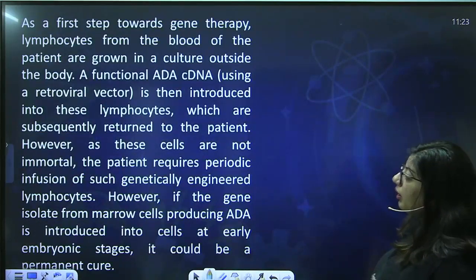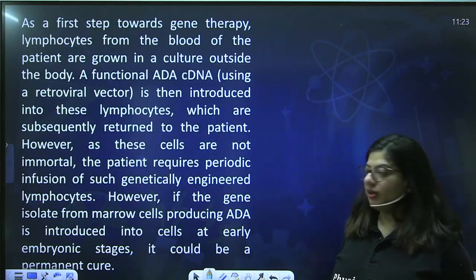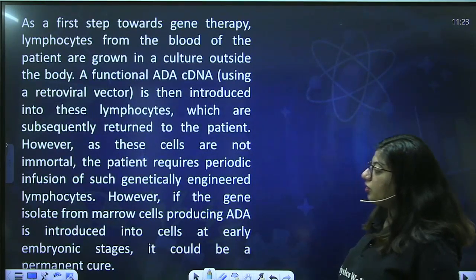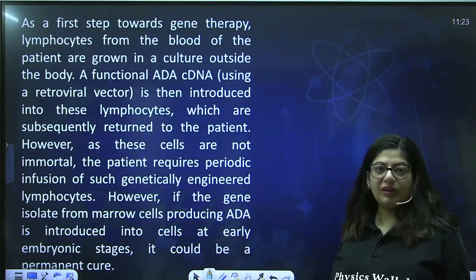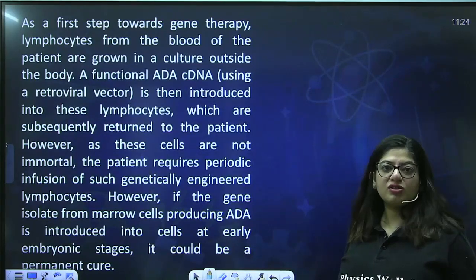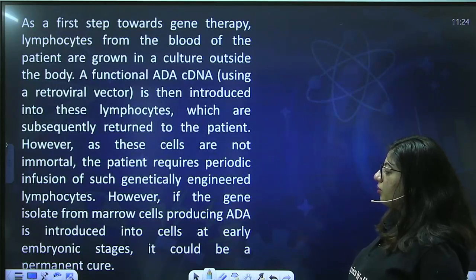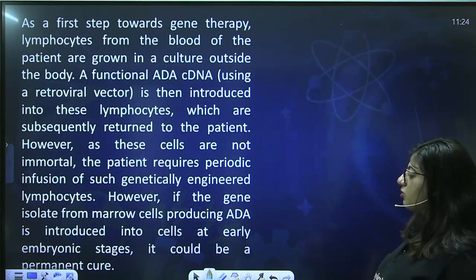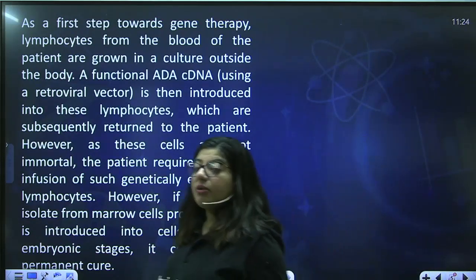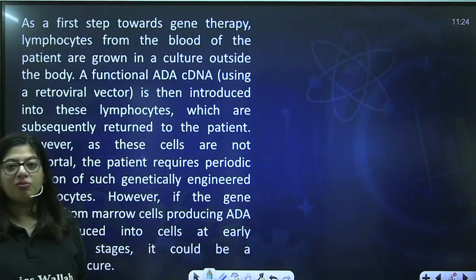However, as these cells are not immortal, meaning mortal, the patient requires periodic infusion of such genetically engineered lymphocytes. Because they will die eventually, you have to put them in again and again. You have to do this procedure again and again. So that's not a permanent cure. However, if the gene isolated from bone marrow cells producing ADA is introduced into the cells at early embryonic stages, it could be a permanent cure. If you do it in the early embryonic stages, maybe the baby will be formed normal.